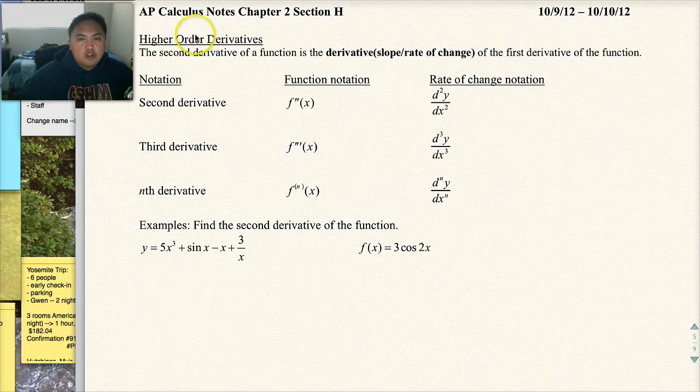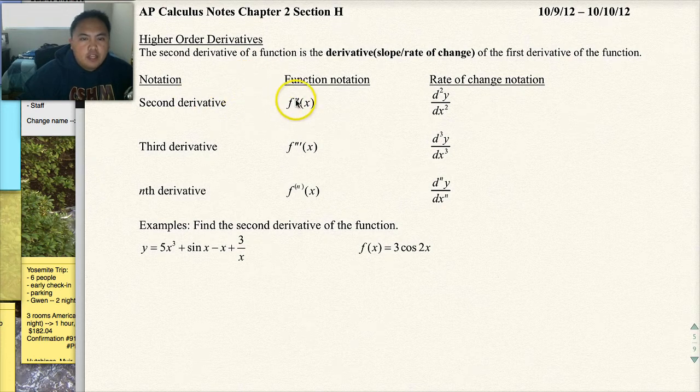The first part, higher order derivatives, is very simple. Higher order derivatives means being able, the standard, you should be able to take second, third, and more derivatives of a function. Okay, so the second derivative of a function is the derivative of the first derivative. Sounds very simple. You should know how they write it.